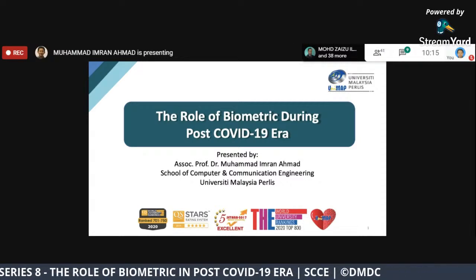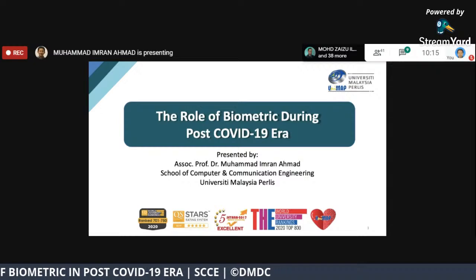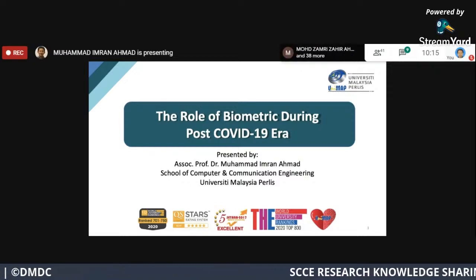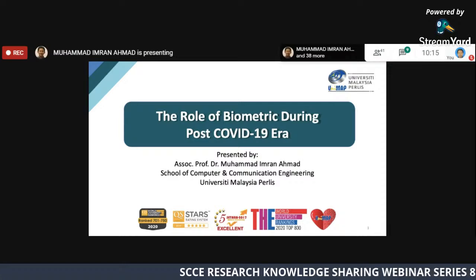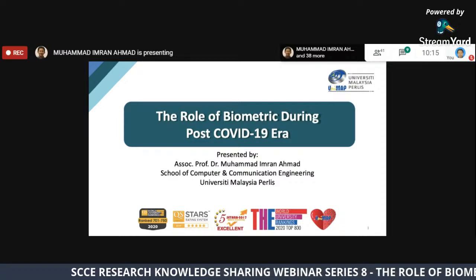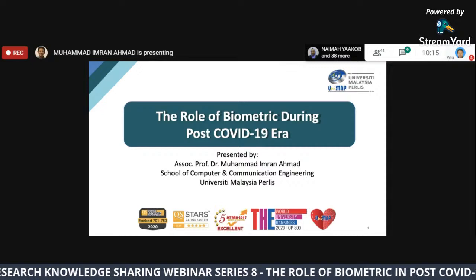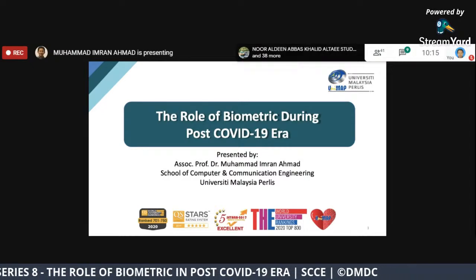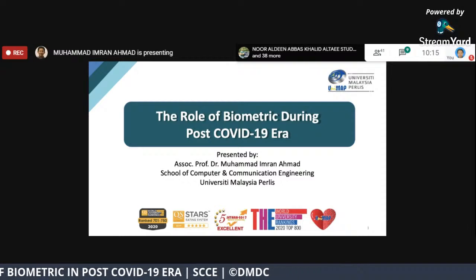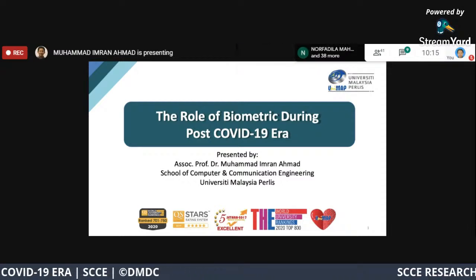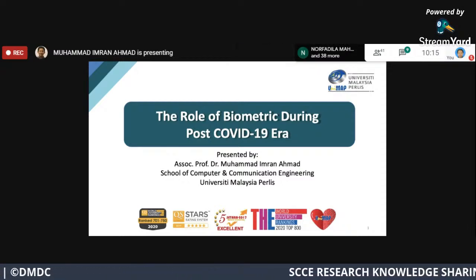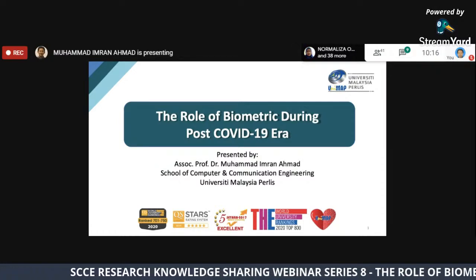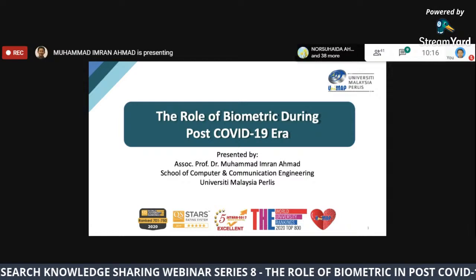Nowadays, the COVID-19 pandemic has affected the application of biometric technology in our daily life. For example, before this, we had thumbprint or fingerprint sensors that we used in attendance systems. After the COVID-19 pandemic, we are not allowed to use this kind of sensor because it is not safe. That means all contact biometric sensors are not relevant during the post-COVID-19 pandemic.